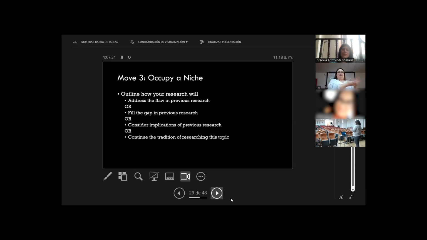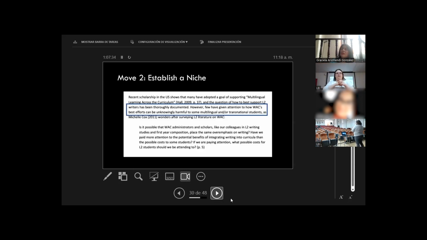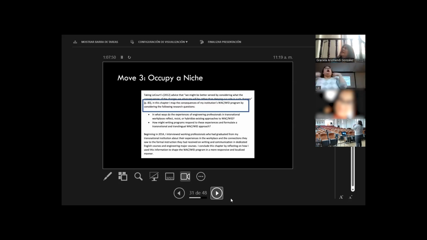So let's see some more examples. So this one, remember move 2, I showed you this one. However, if you have given attention to how this thing can cause harm, move 3, go ahead. The next? Yes, the next. Move 3, I map the consequences. So if you have seen how this thing could be harmful, I'm saying, here's the consequences, and I write about how they're harmful. If you've done this, I'm going to do it. Go me. Right? So next example.